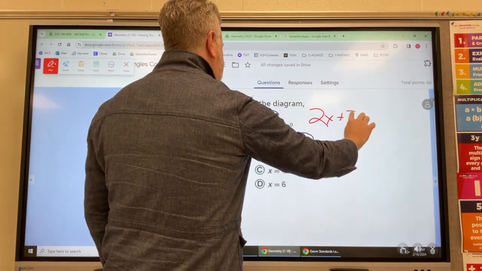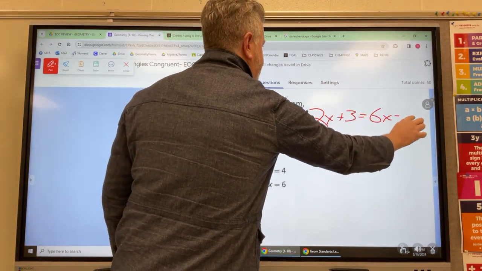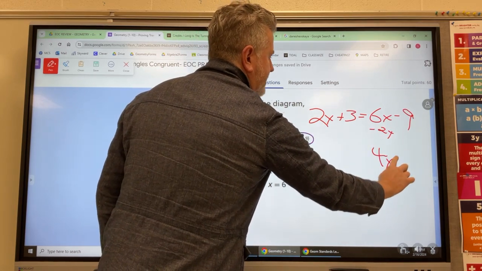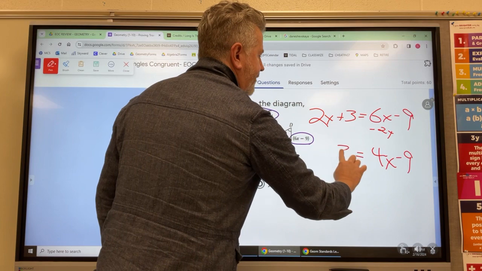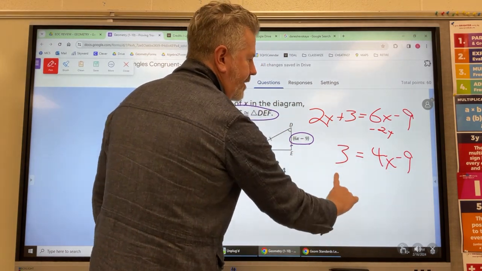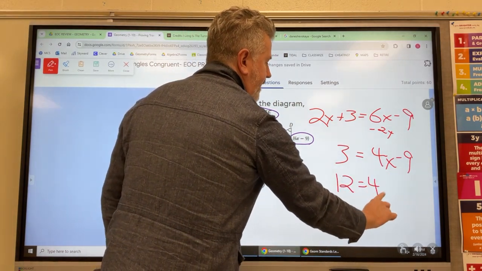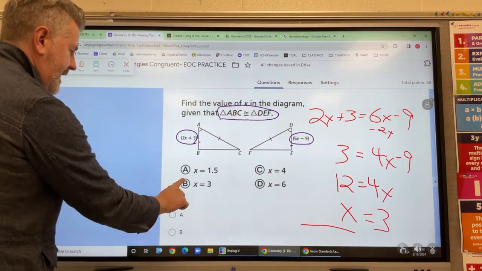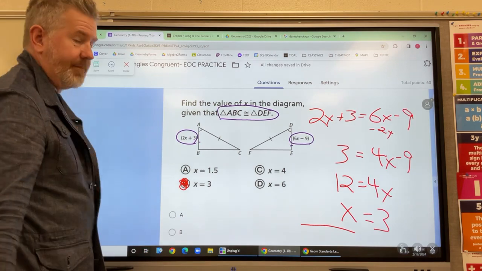So 2x plus 3 equals 6x minus 9. We're going to subtract 2x from both sides. That's going to give us 4x minus 9 on the right and a 3 on the left. We're going to add our 9 to both sides. That's going to give us a 12. And then we're going to divide by 4. X equals 3, and we are done and moving on.